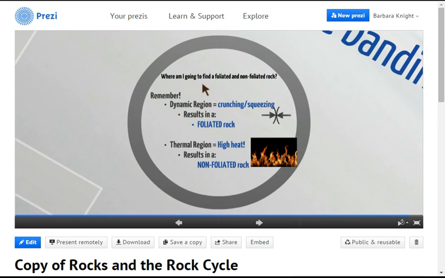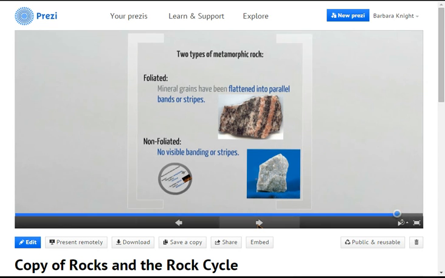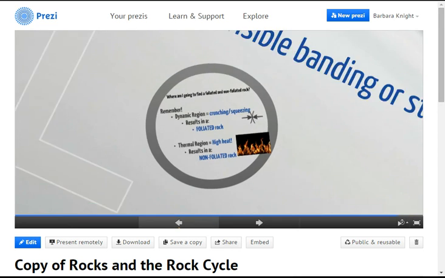So where would I find foliated versus non-foliated rock? Well, the crunching and squeezing in dynamic regional metamorphism is what results in a foliated rock. And again, the foliated rock is where we can see the bands and the stripes. Non-foliated rock forms from thermal regions, so contact metamorphism, where the magma is actually going into the rock and just enough heat to bake it. That results in a non-foliated rock.